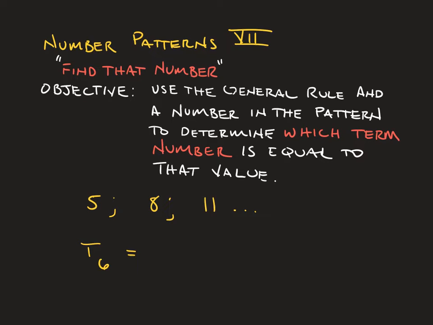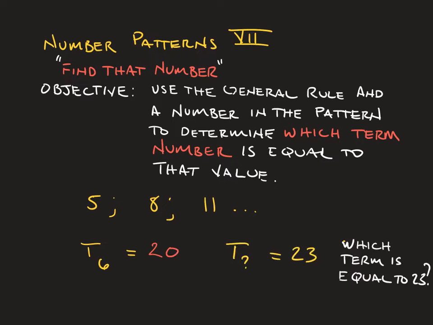It's very easy for us to find a value of a sequence or series or a pattern if the term number is low. For example, we know that term 6 would be equal to 20. Where things get harder for many of you is when we do the opposite, when we have to figure out what term equals a certain number. For example, in English, I could write: which term is equal to 23?